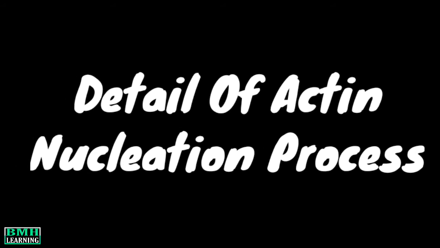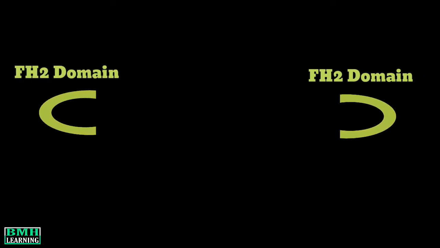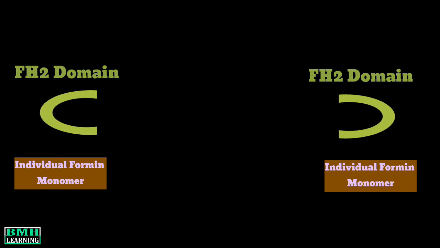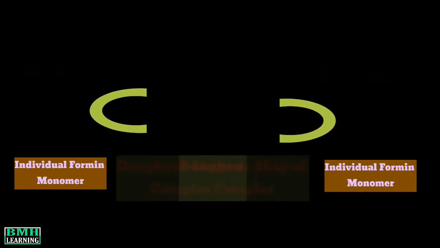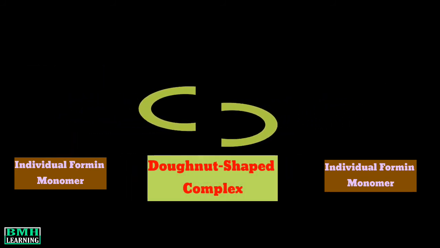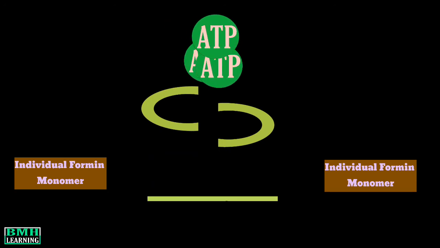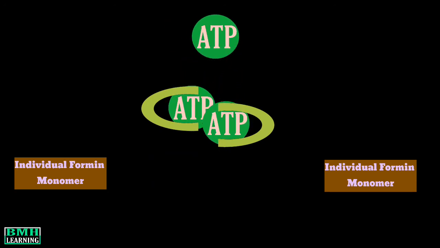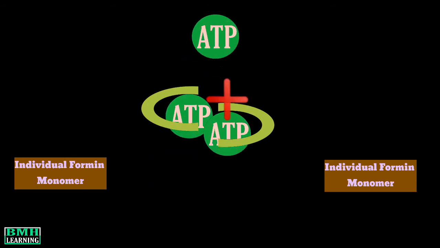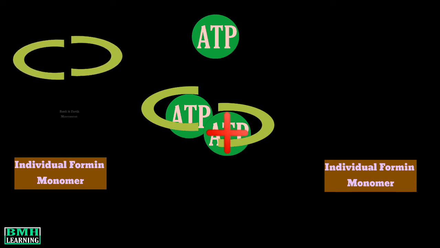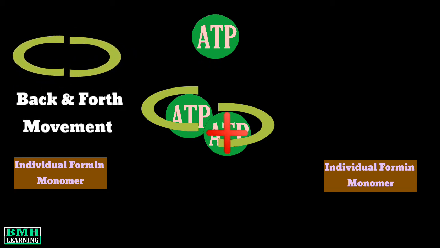So we have the first step, formation of FH2 dimer. That is, two FH2 domains from two individual monomers associate to form a donut-shaped complex. The dimer then binds two actin subunits in such a way that the plus end is towards the FH2 domain. Now concentrate. To further grow the filament, the FH2 domains move back and forth.